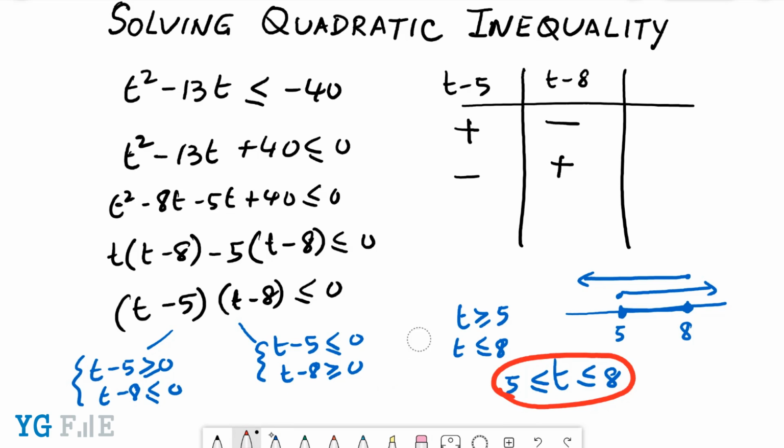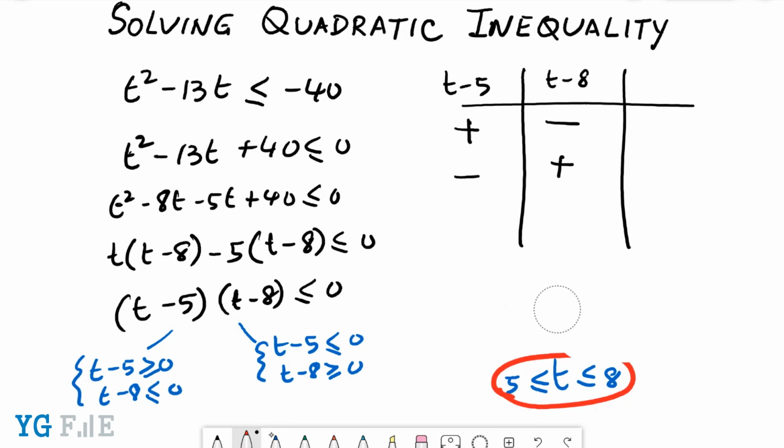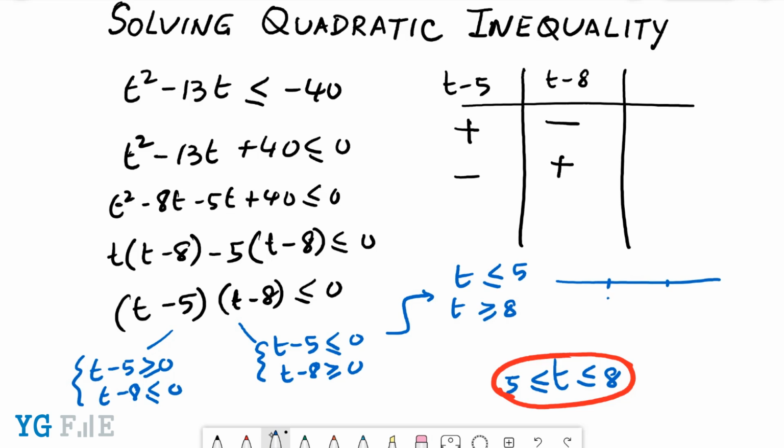Now let us take the second pair. In the second pair, we have t minus 5 less than or equal to 0, which means t is less than or equal to 5, and t minus 8 greater than or equal to 0, which means t is greater than or equal to 8. When we put them on a number line to see the solutions, we see that there is no intersection. That means there is no common set of solutions that satisfy both, so there are no solutions for the second pair of inequalities.